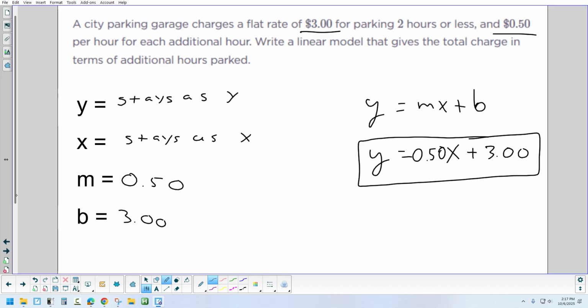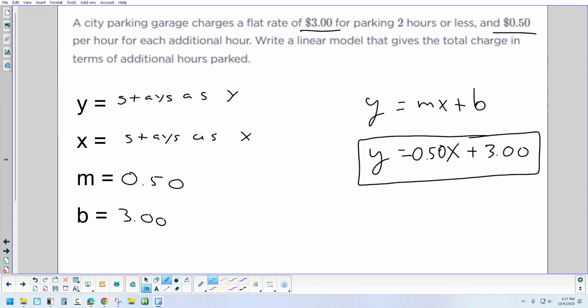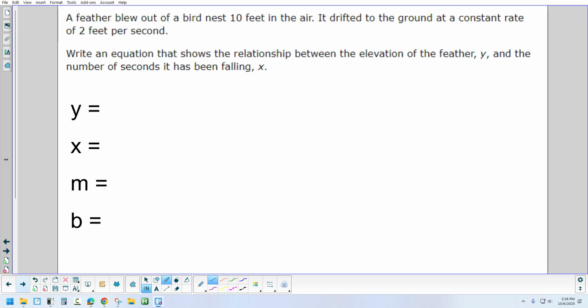Okay, so let's look at the next one. This one says, a feather blew out of a bird nest that was 10 feet in the air, and it drifted to the ground at a rate of 2 feet per second. Write an equation that represents the relationship between the height of the feather and the number of seconds that it's been falling. So the more time that happens, what happens to the height of the feather? It's going down. Okay, it's going to eventually hit the ground.